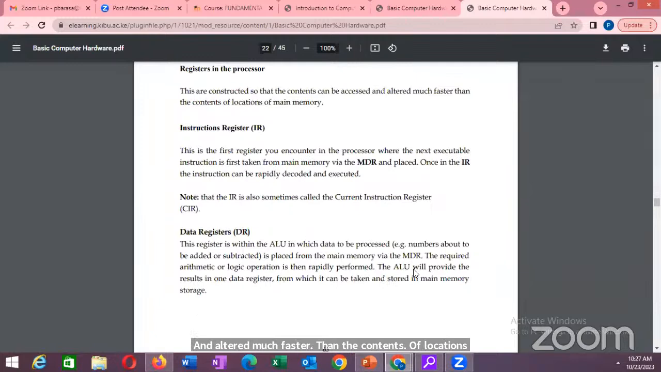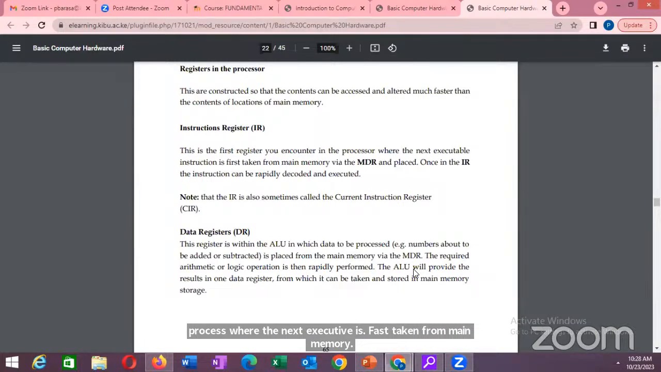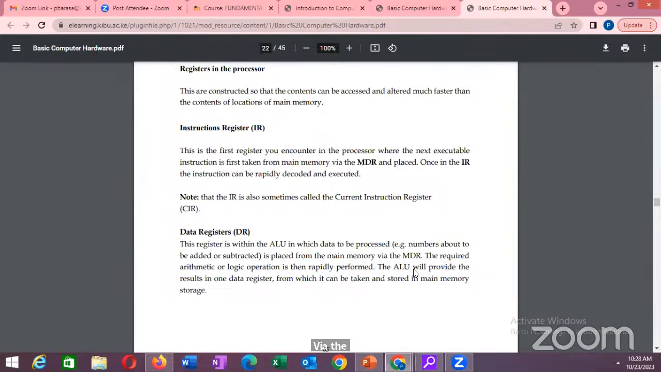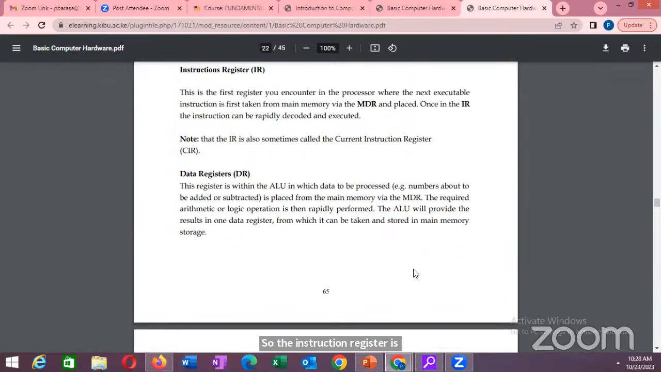So we have the instruction register. This is the first register you encounter in the processor, where the next executable instruction is first taken from main memory via the MDR and placed. Once in the instruction register, the instructions can be rapidly decoded and executed. The instruction register is also sometimes called the current instruction register.